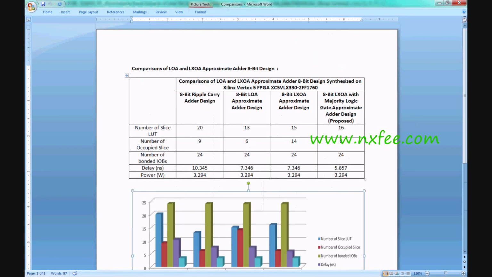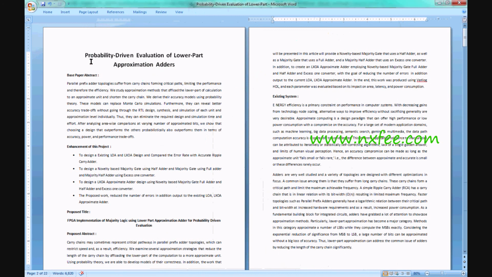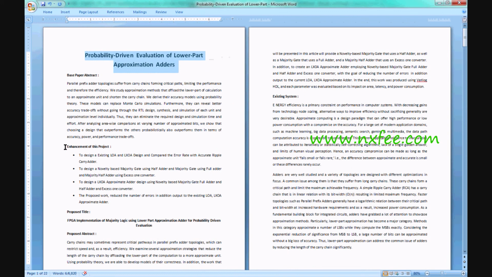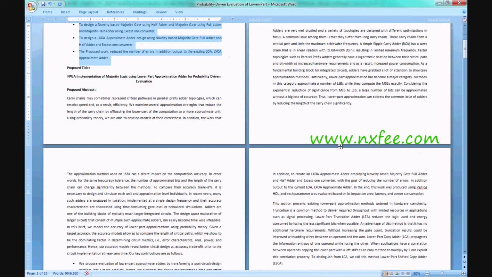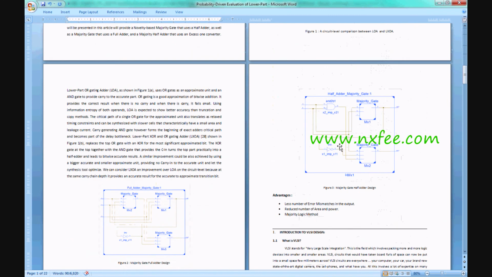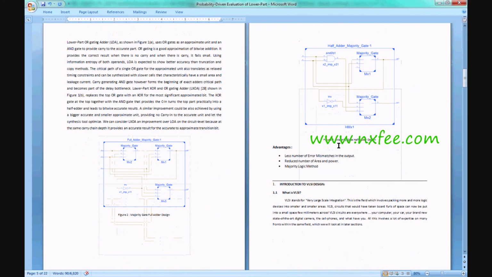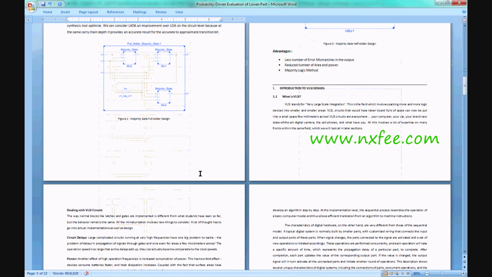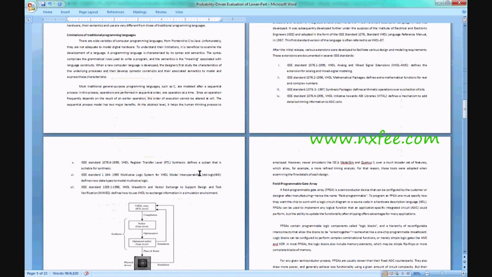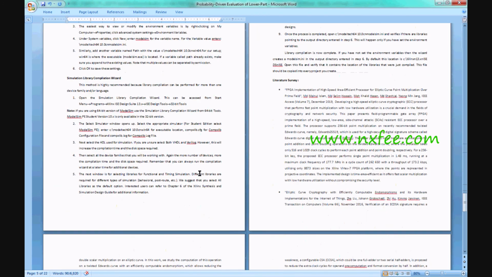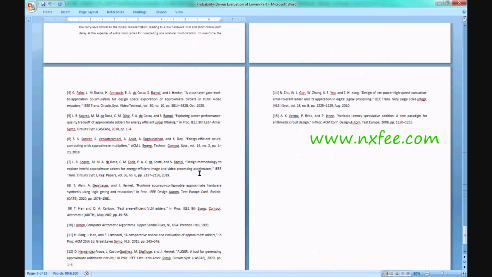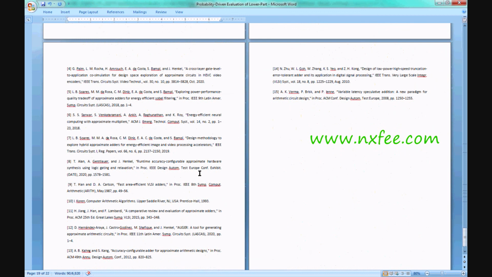Okay, we have written an abstract document for this project. So here this is the abstract document: base paper abstract, enhancement of this project, and proposed title and proposed abstract, existing system, disadvantages, proposed systems. Okay, and these are the architectures we have given: the majority gate, full adders and half adders. Okay, and related notes for this project, and literature survey, finally references.